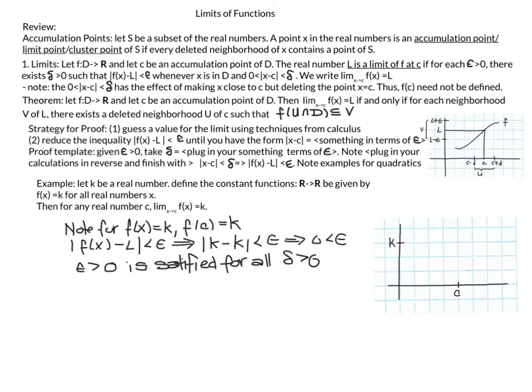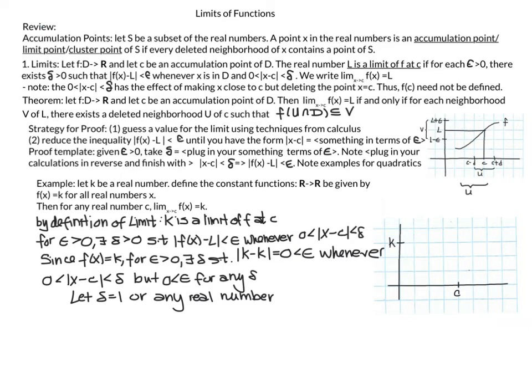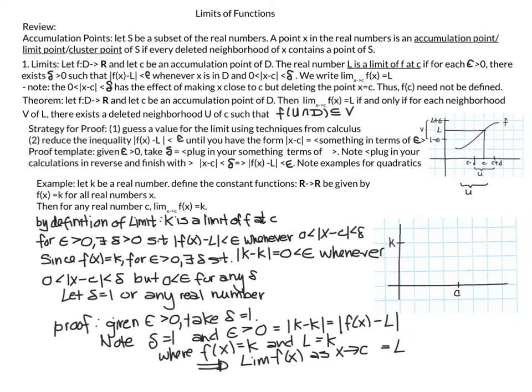In other words, normally we plug in delta equals something in terms of epsilon, but in this case every delta will satisfy this condition. Normally we have something like |x minus c| less than delta, but since this is always satisfied, we can just let delta equal 1 or any other positive real number. So our proof is going to go, and you do want to note how the proof basically echoes our definition of the limit: given epsilon greater than 0, let's take delta equal to 1.